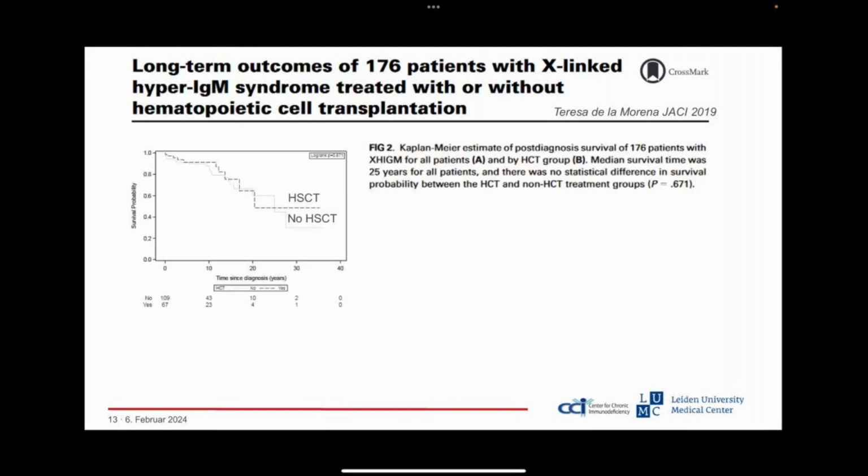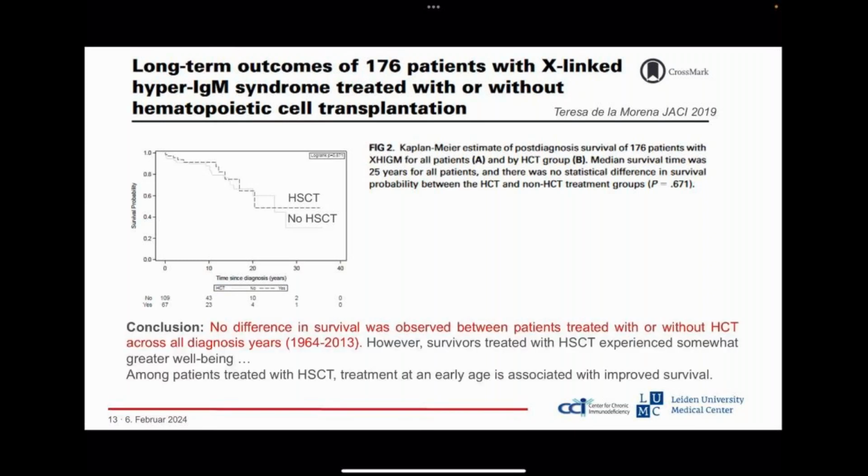And what is special about this cohort is that it did not only look into transplanted patients. Teresa looked into 109 patients that did not undergo HSCT, and 67 patients were transplanted. And if you plot these survival curves next to each other, it's certainly a tough data situation. Teresa concluded that there was no difference seen in survival in patients treated with or without HSCT across all diagnosis years. That was a wide range between the 1960s to 2013. However, survivors treated with HSCT did experience a somewhat greater well-being, and among patients treated with HSCT, those that were treated early had improved survival. So certainly a tough data situation when counseling parents.